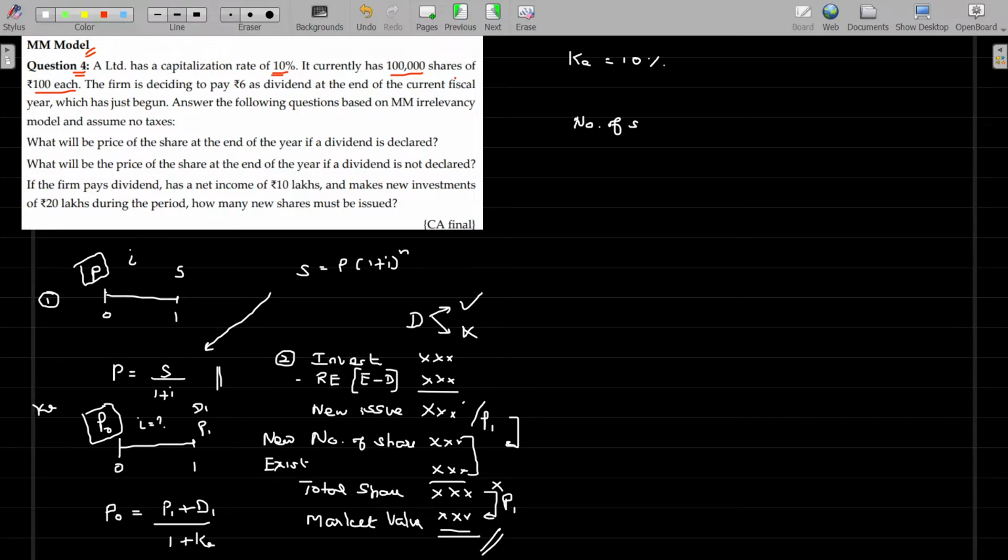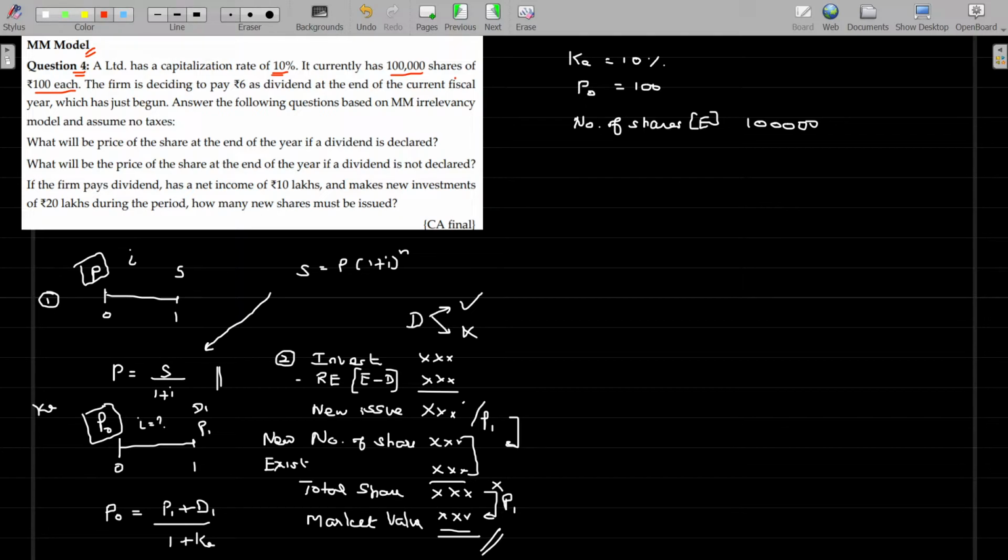Number of shares, existing, I'll denote as E, is 1 lakh and shares of rupees 100 each. What is the current rate? Let's take it as P0, which is 100.